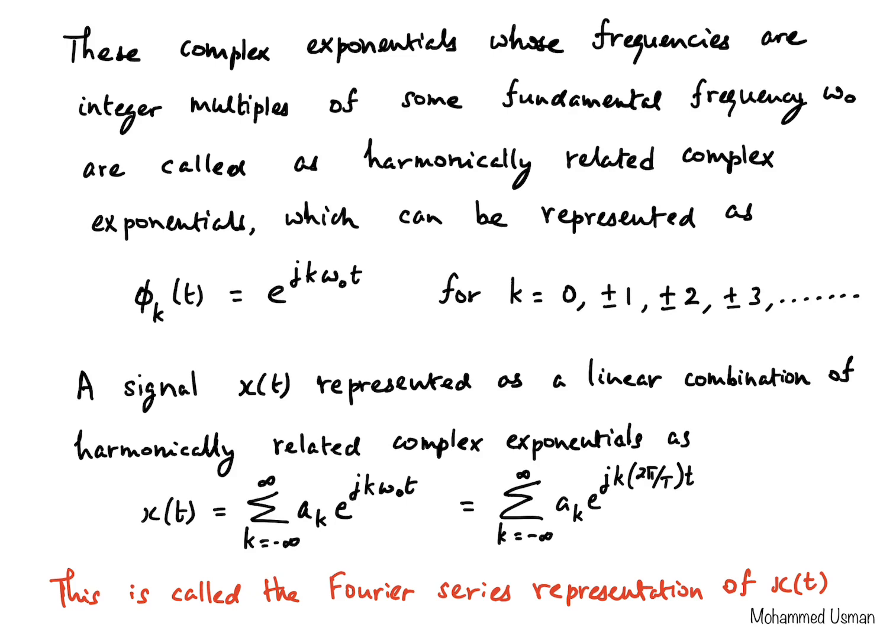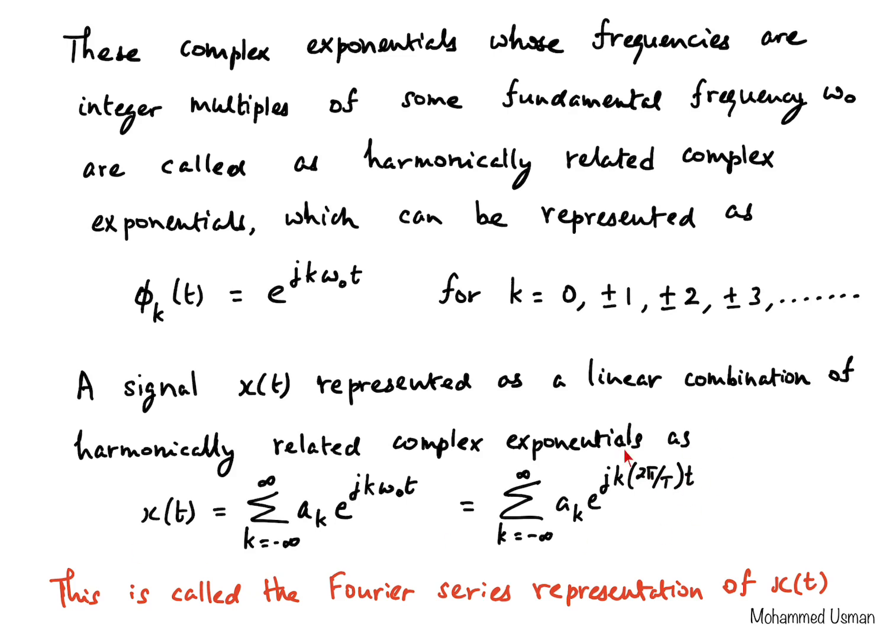Okay, so if you are able to represent a signal x of t as a linear combination of these harmonically related complex exponentials, we denote x of t as a summation of ak e power j k omega naught t, for different values of k. And of course omega naught is 2 pi by T. So we can write this as summation ak e power j k times 2 pi by T times small t.